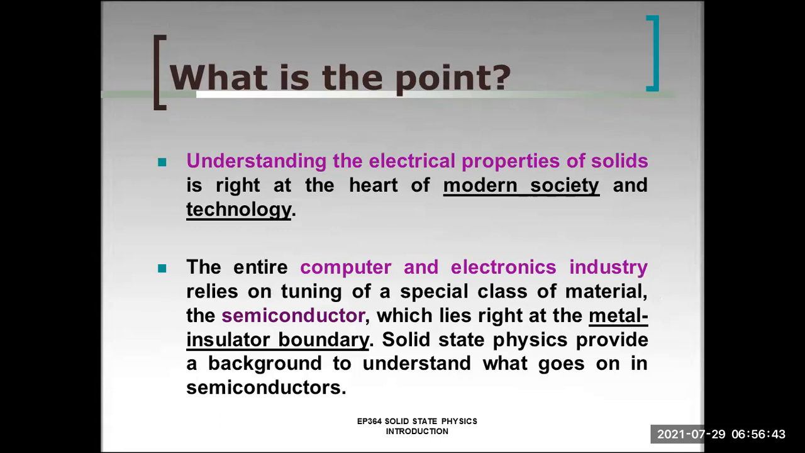You can see that the entire computer and electronics industries completely depend upon different classes of materials. And the class of materials we are looking into here is the semiconductors. The computer and electronic industries are completely depending upon a material called semiconductor, which is a solid, in the solid form.